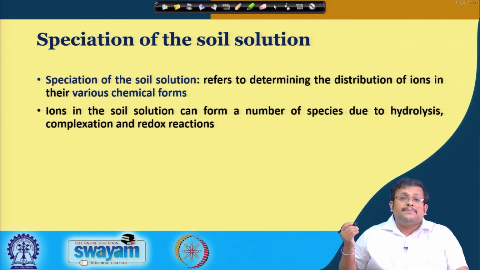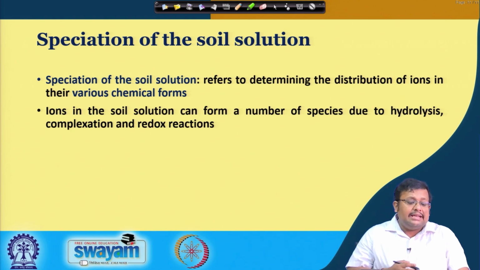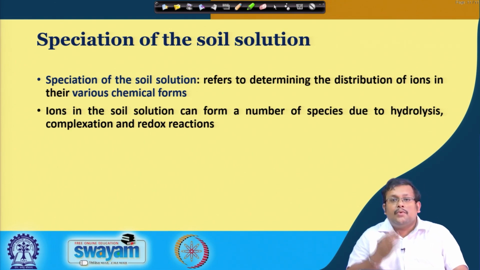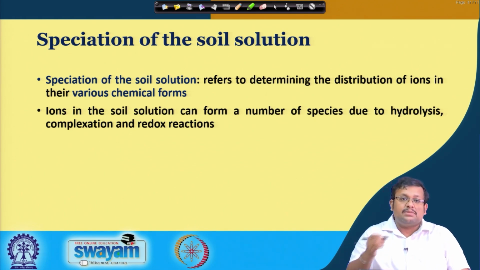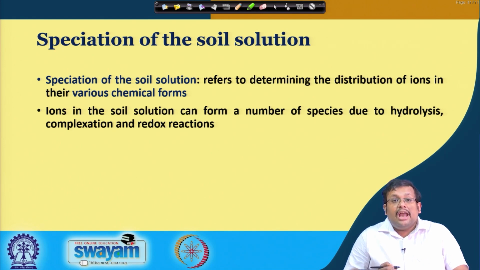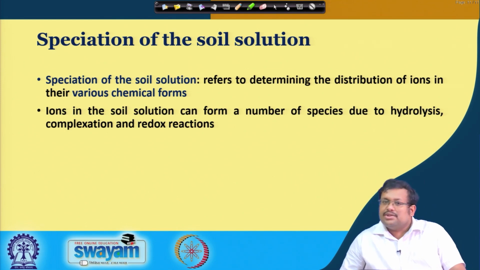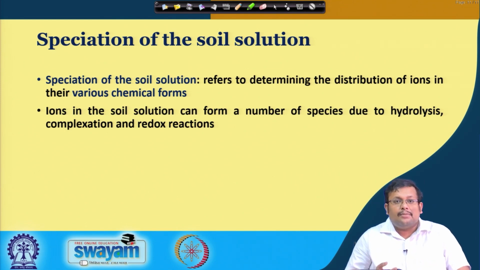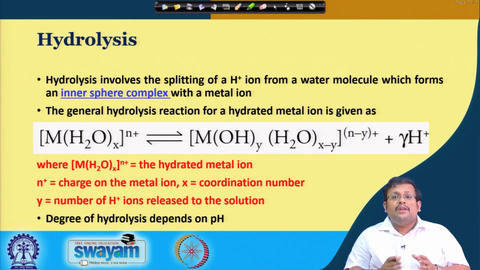Now, the speciation of soil solution refers to determining the distribution of the ions in their various chemical forms. So, when we can determine that these are the ions and these are the forms present in the soil solution, we can say we have made the speciation of the soil solution. Ions in the soil solution can form a number of species due to hydrolysis, complexation and redox reactions. You already know what hydrolysis, complexation and redox reactions are. Let us first discuss the hydrolysis process.